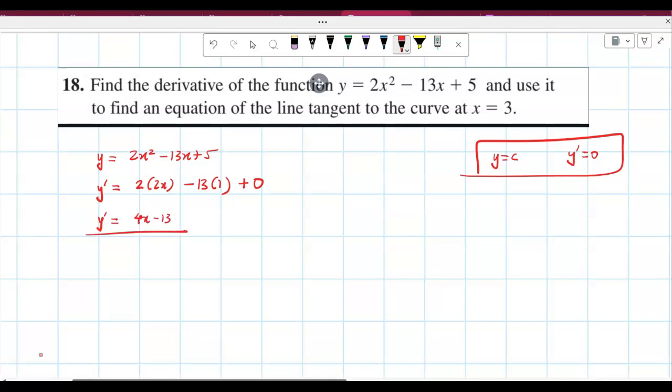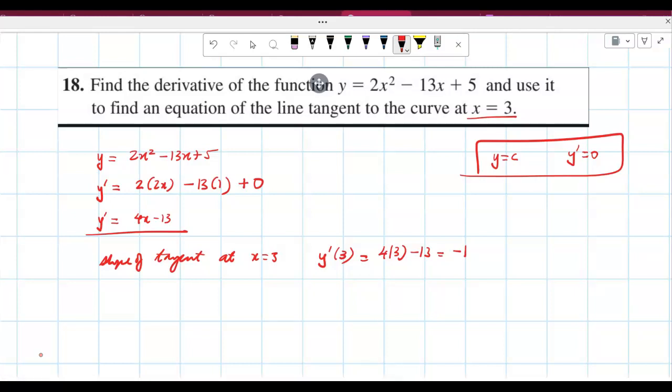Now I want the equation of the tangent at x equal to 3. The slope of the tangent at x equal to 3: you will put y dash at 3. You replace your x with 3. So 4 into 3 minus 13. 4 threes are 12, and 12 minus 13 is minus 1.